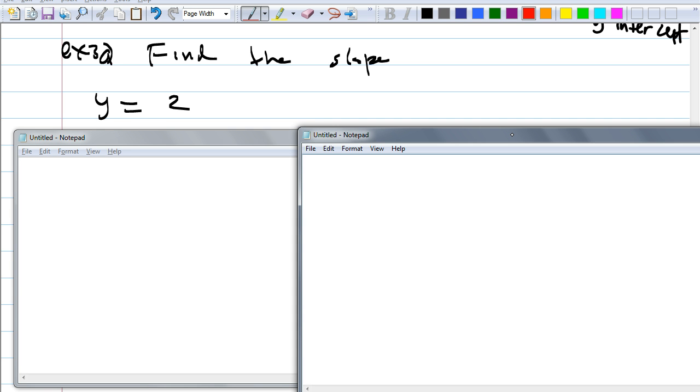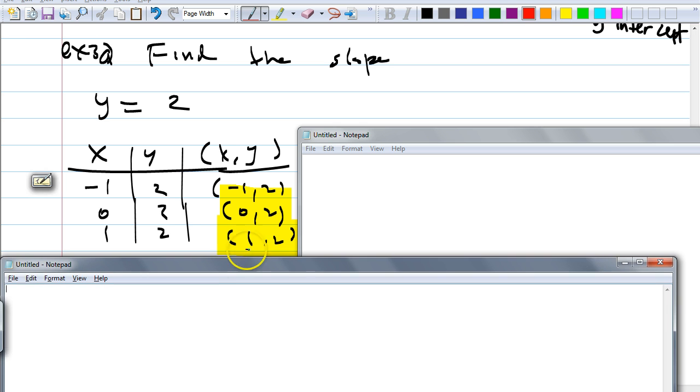We've got to do a table, right? Because if you do a table, you could find 2 solutions to this. Remember, things like this are really easy to do a table for when one of the variables is missing. If it says y is equal to 2, what is the value of y for this table every time? Y is always 2. X could be anything you want.